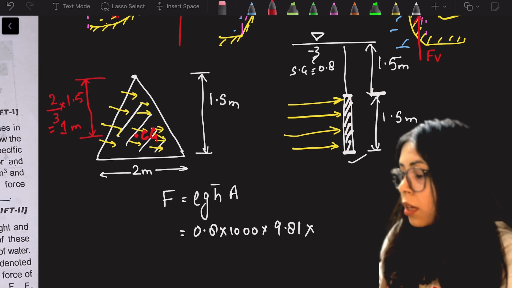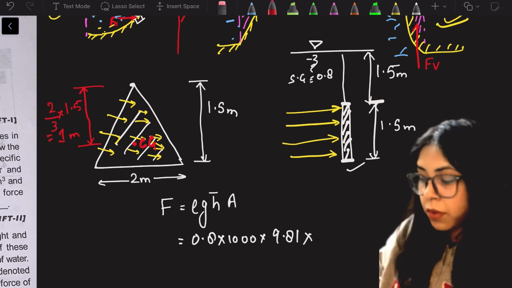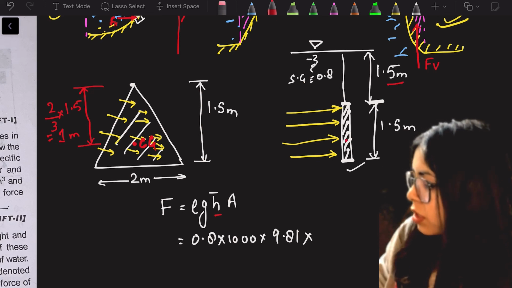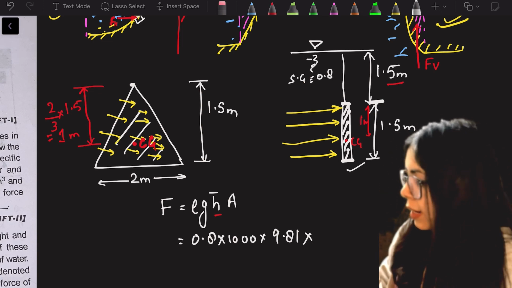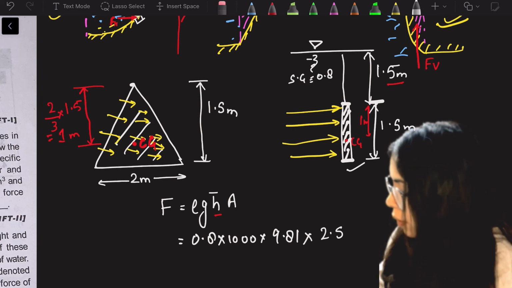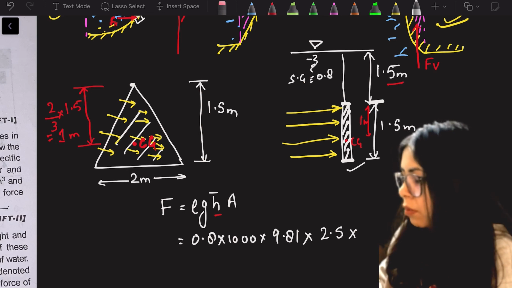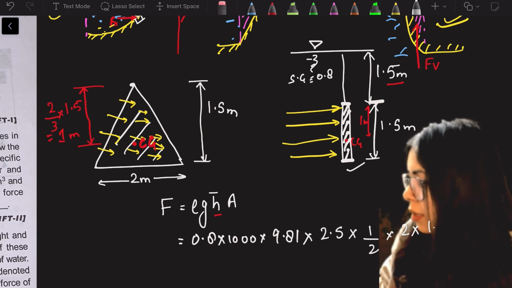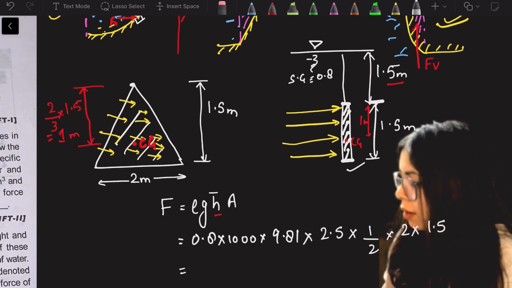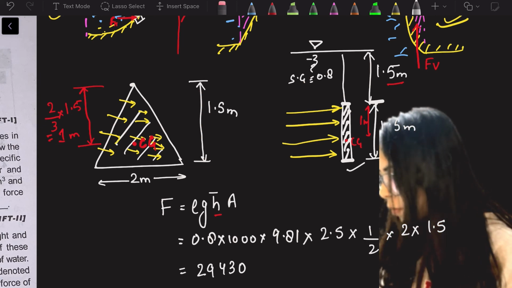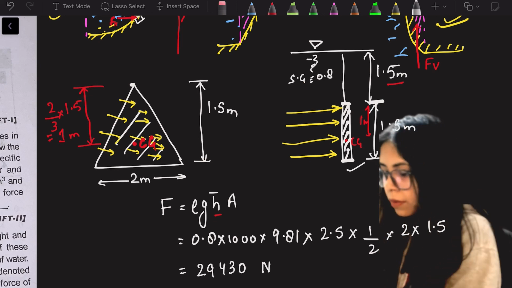So it is 1 meter of the triangle, and from the free surface is the height. So from the free surface it is 1.5 plus 1 to the CG, right? Plus 1, that is 1 meter. So I am having total height as 1 plus 1.5, that is 2.5, into area. So area will be 1 by 2 into 2 meter is the base and height is 1.5 meter. So if I calculate, I get 29430 Newton is the force value.